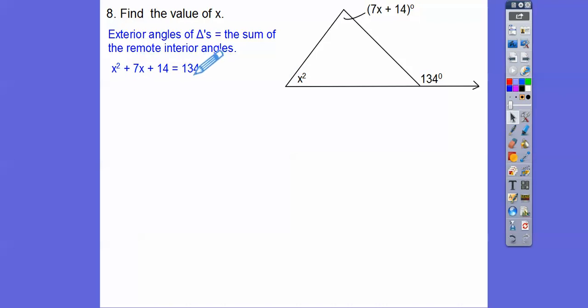All right, now we got a quadratic. We want quadratics equal to 0. So we'll subtract 134 on both sides, and 14 minus 134 is a negative 120. And then factors of negative 120 that add to 7. I'm already thinking, let's see, 12 and 10 aren't going to work. How about 12 and 5? No, that's not going to work either. I think I made a mistake on that. Let's see. That's only 60.